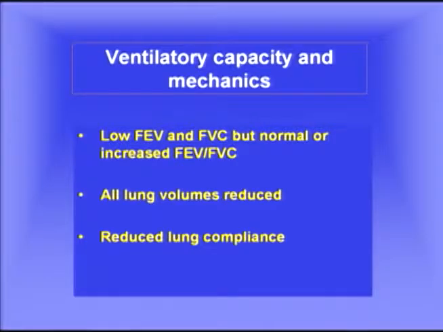Now, ventilatory capacity and mechanics are seriously impaired, and what you've got is a reduced forced expiratory volume and forced vital capacity. But interestingly, the ratio of FEV to FVC is often preserved and actually may even be increased compared with normal, as we'll see. All lung volumes are reduced, and there is usually a striking reduction in lung compliance. In other words, the lung is much stiffer, much more difficult to expand.